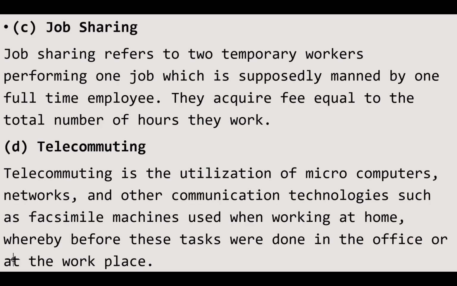And then the last one is telecommuting. Telecommuting is the utilization of microcomputers, networks, and other communication technologies such as facsimile machines used when working at home, whereby before these tasks were done in the office or at the workplace. An example for this one is that it allows employees to complete work assignments from outside of the traditional workplace using telecommunication tools such as emails, messaging, phone chats, and video apps, so that they can still do their jobs. So that's it.